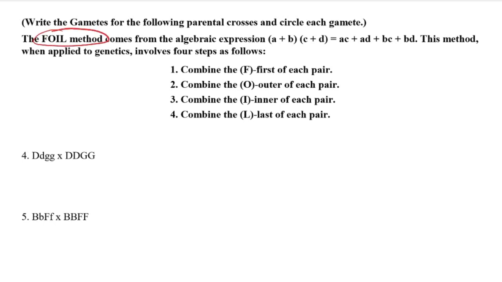Okay. The easiest way to do this is using the FOIL method. We're going to look at the first pair, then the outer, then the inner, and the last. So what does that mean? You can review this algebraic expression up here if you would like to. But to apply it to gametes, let me take my first question here, and I'm going to write it large and then I'll redo it.